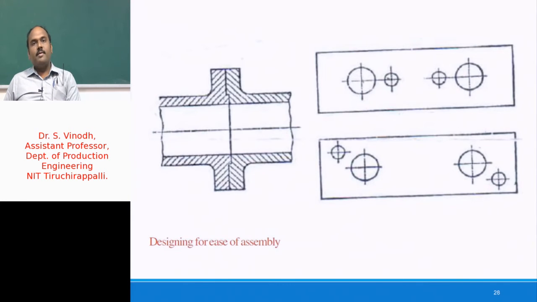The next guideline is about designing for ease of assembly. The one on the left, you could see a centering spigot is being provided to facilitate assembly, and the example which is being shown on the right side, you could see it is the case of joining two parts, two plates kind of a thing.